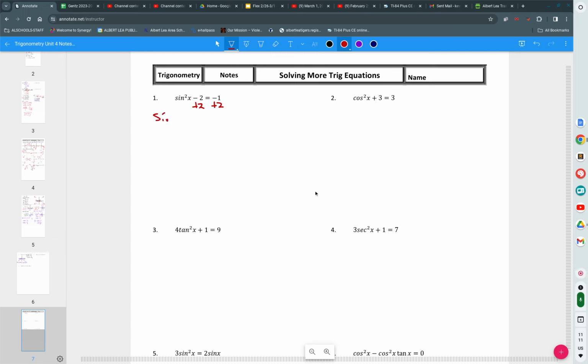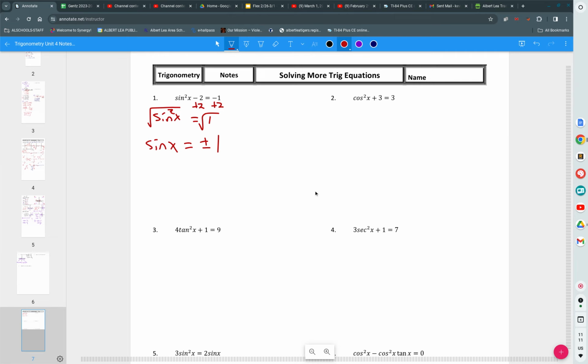And we get sine squared of x is equal to positive 1. Notice how this has a squared on it. How do you think we get rid of a squared? We square root both sides. And when you square root a variable such as sine of theta or sine of x, you must list both the positive and the negative square root. What is the square root of 1? So we're looking at positive 1 and at negative 1.